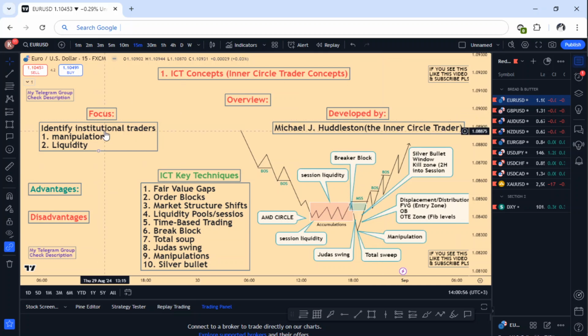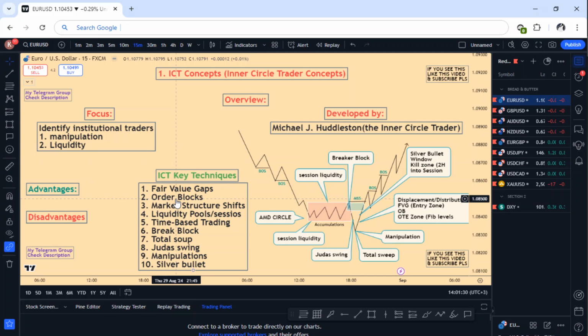Now what is the focus of ICT? ICT concepts emphasize understanding the behavior of institutional traders and the manipulation of price by smart money, or the big banks. We also call them BFIs. So the trading style seeks to identify where large financial institutions place their orders and how they manipulate price to achieve the needed liquidity that fuels the market.